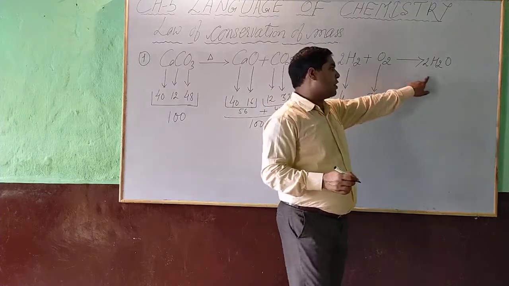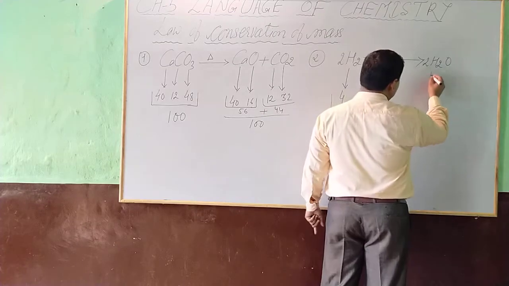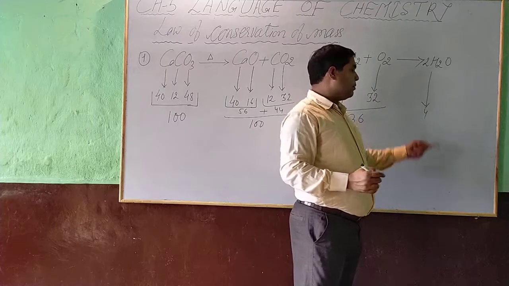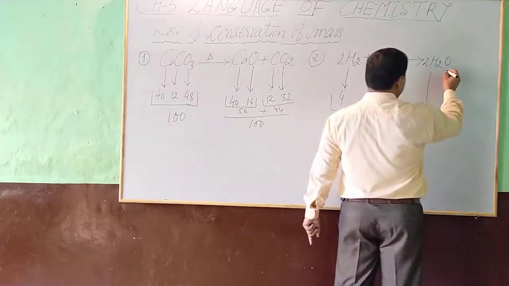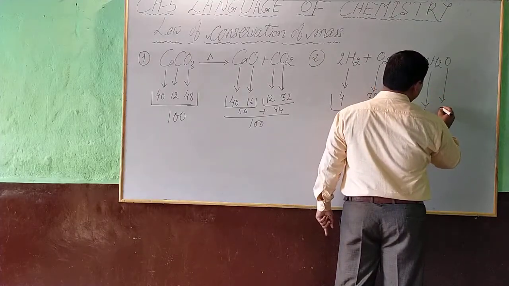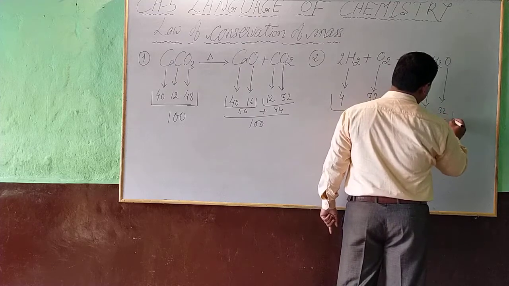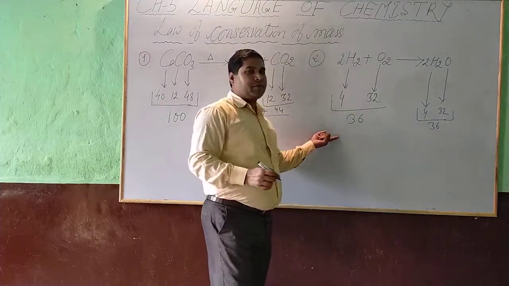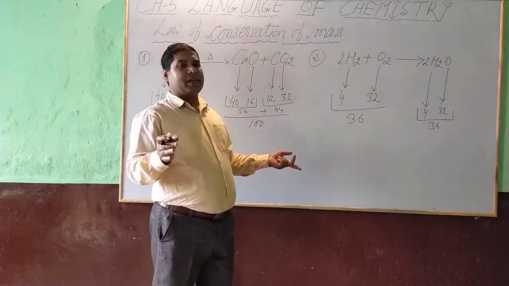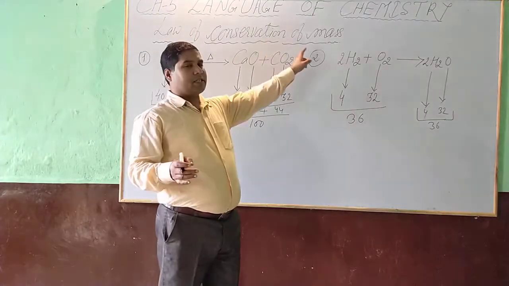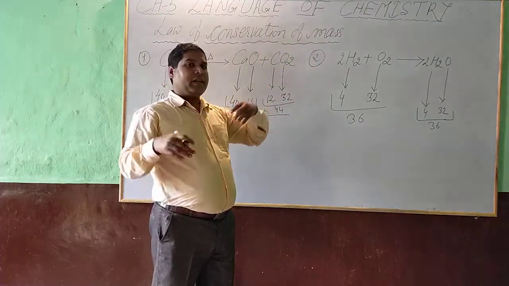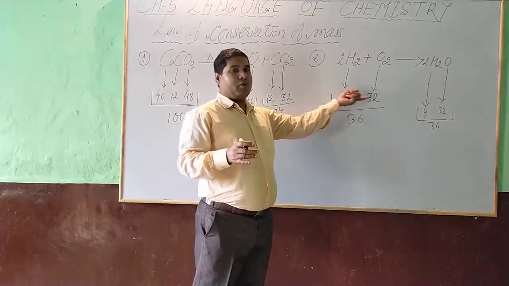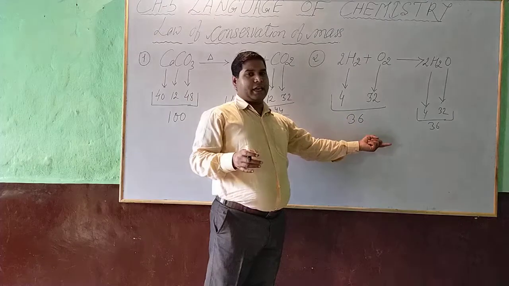Now let us see the product side. The atomic mass of the 4 hydrogen will be 4 and 2 oxygen will be 32. So it will become 36. So by this equation also it is proved that any chemical equation will prove the law of conservation of mass: mass is always the same either before the reaction or after the reaction.